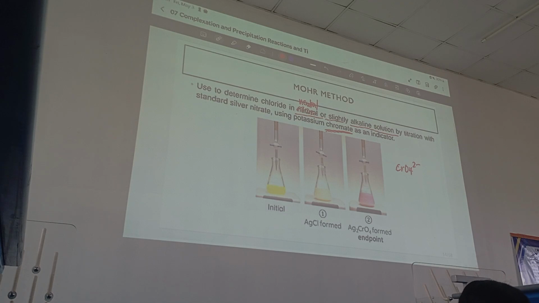So ganito, acidic dapat si Volhard, neutral si Mohr. Tapos, ang indicator ni Volhard is iron 3. Tapos si Mohr is potassium chromate. Under question, unsa ang appearance sa endpoint ni Volhard?